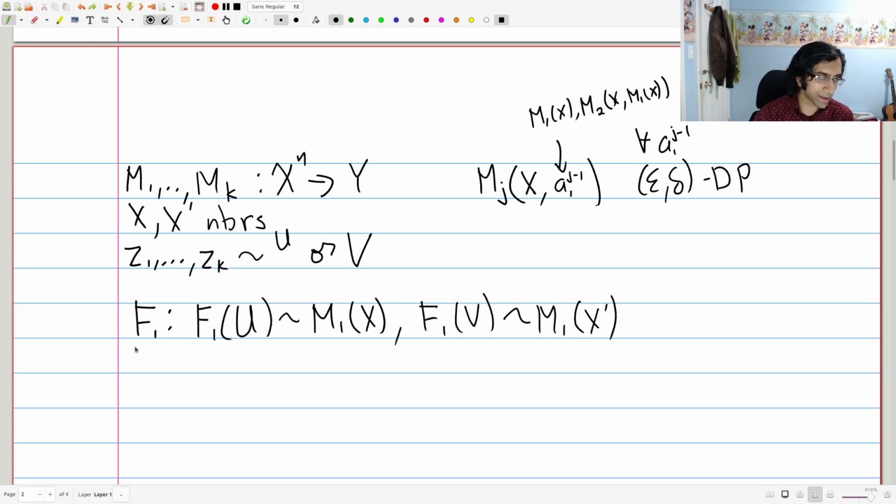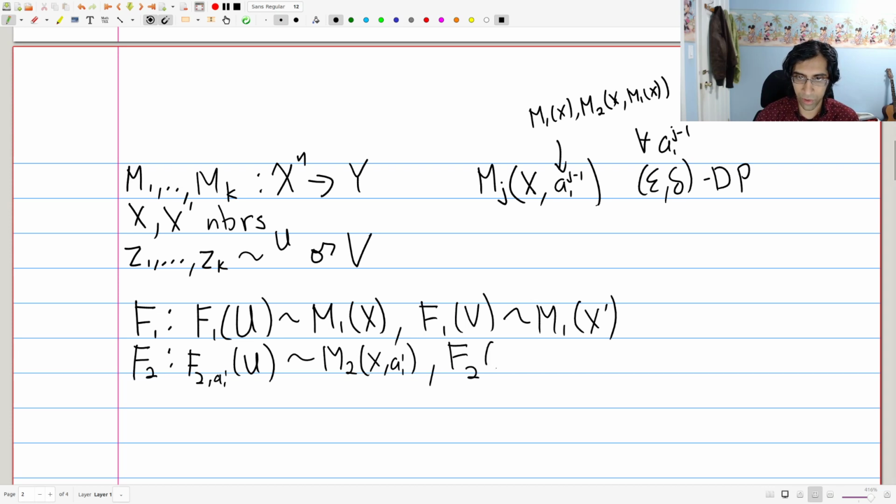Now, how is f2 defined? Well, f2 is defined in the same sort of way, except that it also takes a hidden argument, the result of the first step, a1 through 1. It maps to M2 on x, which similarly takes in this hidden argument a1. Similarly, f2 on v will be M2 on x prime, with the hidden transcript a1.